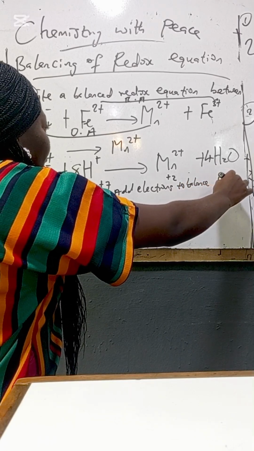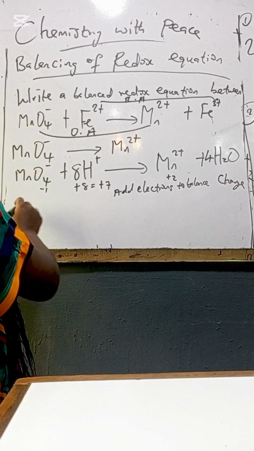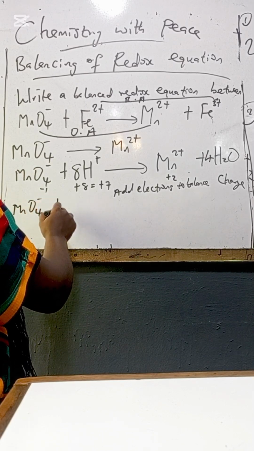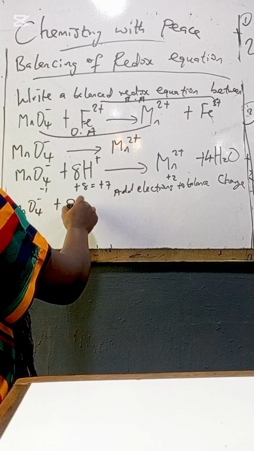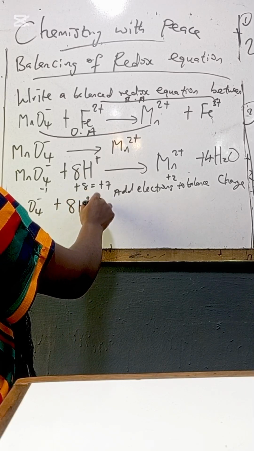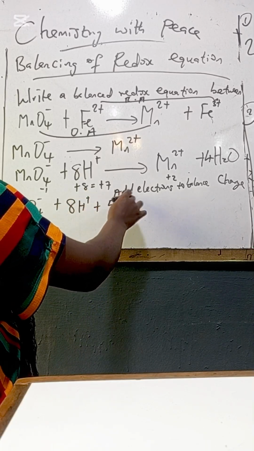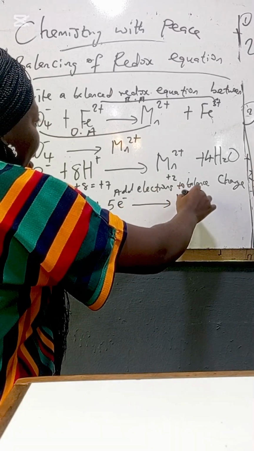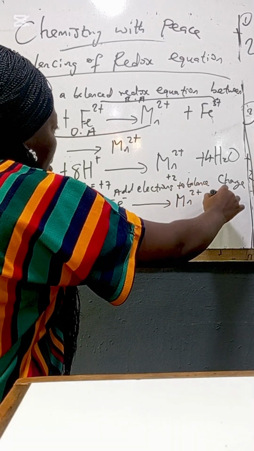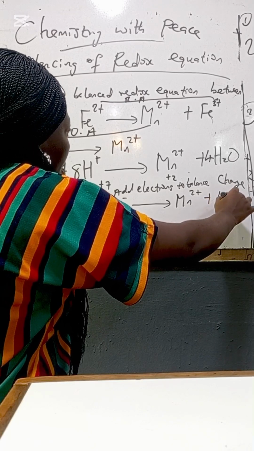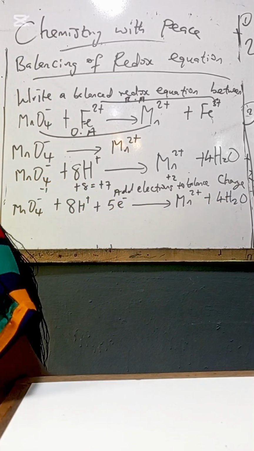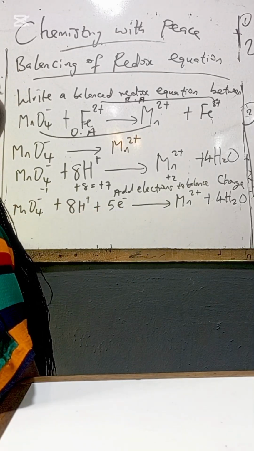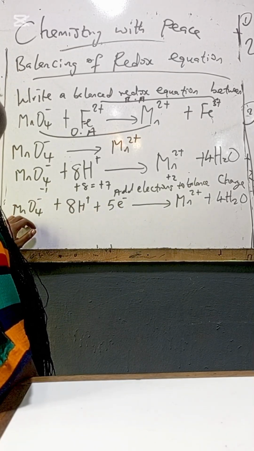To balance the charge, what are we going to do? We are going to have MnO4 minus plus 8 hydrogen ion plus 5 electrons. And then in the product we have Mn2 plus and 4 moles of water. So with this, the charges are balanced. So we are done with this half equation. We are done balancing that.